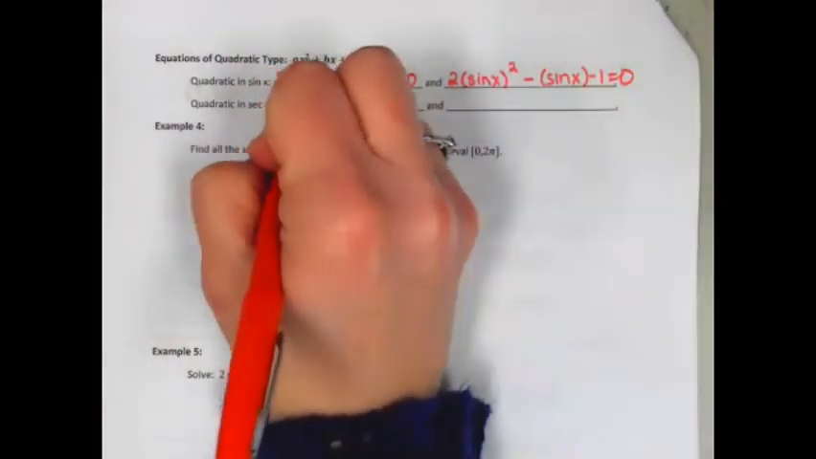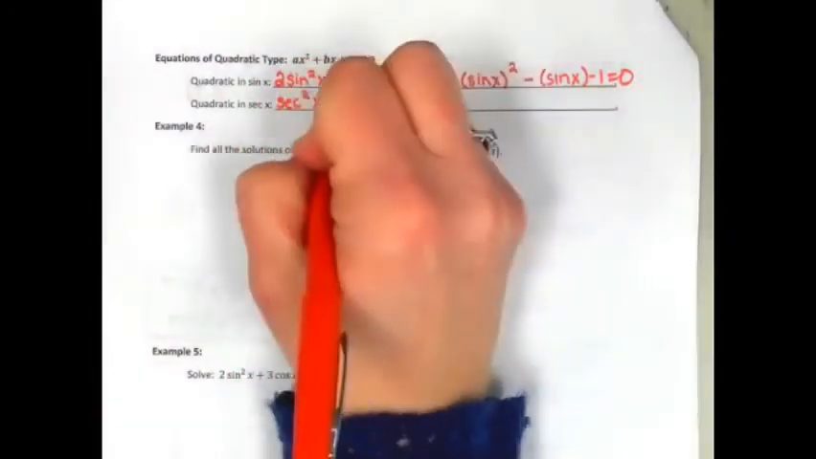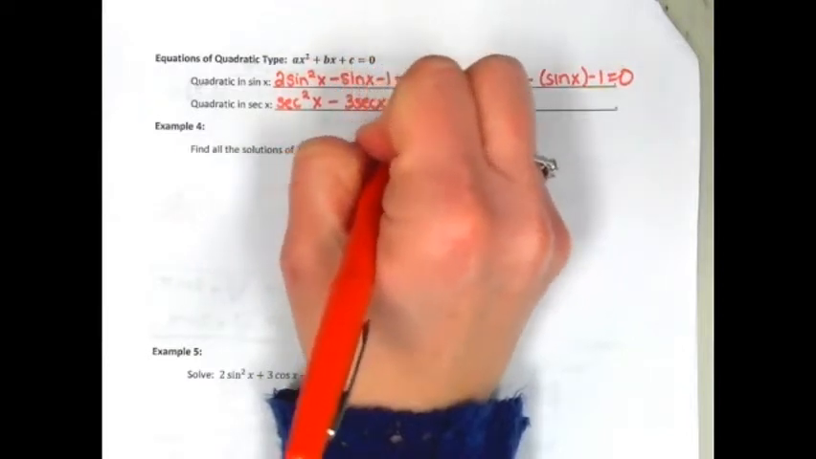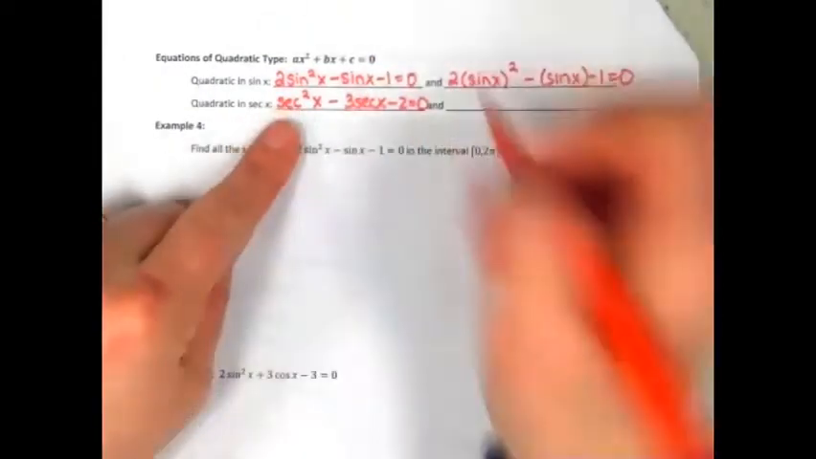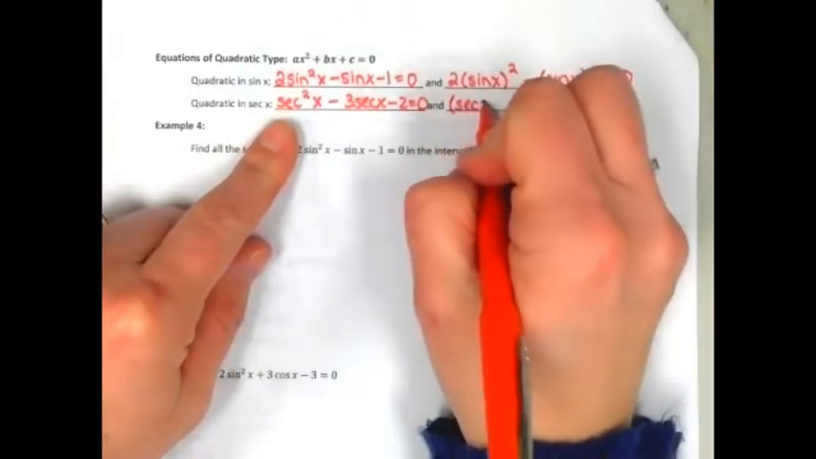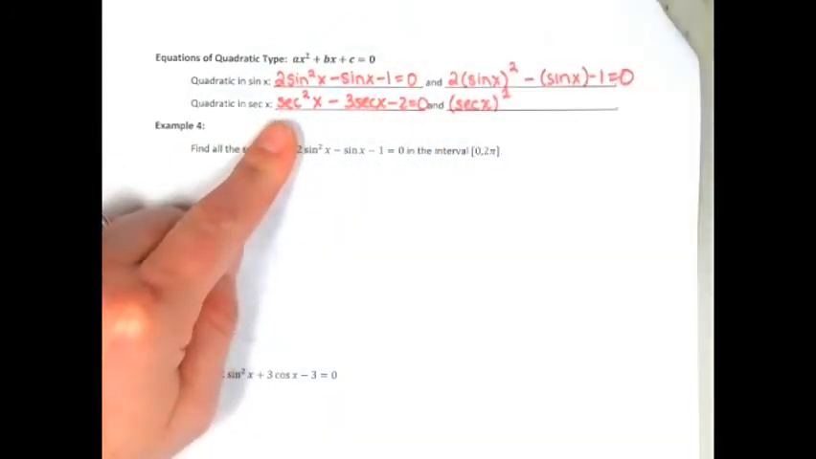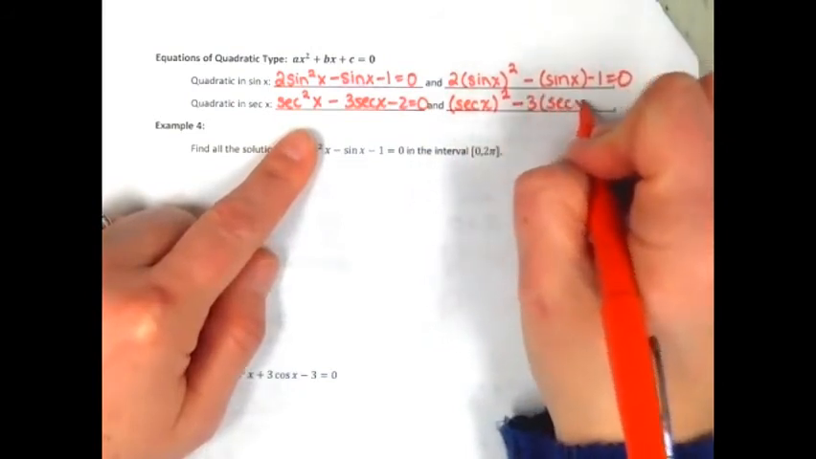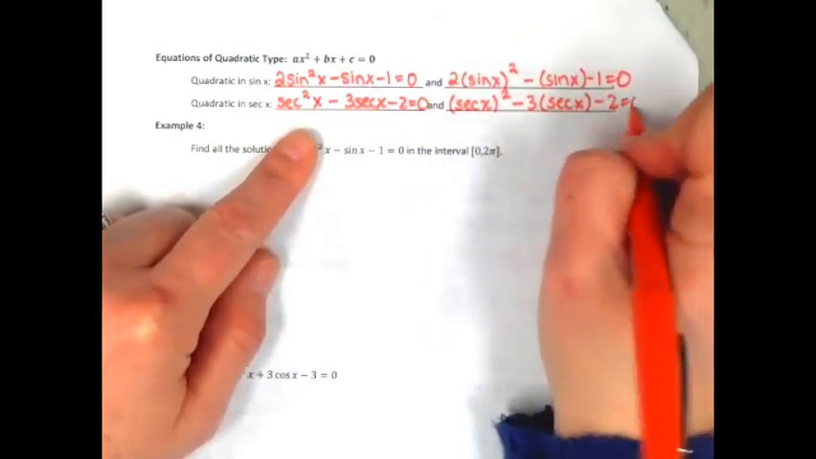Same thing with secant. So if you see secant squared x minus 3 secant x minus 2 equals 0, we could put the secant x inside the parentheses and square it. That means the exact same thing. And again, same thing with cosines, all of that fun stuff. I just went ahead and did sine and secants.